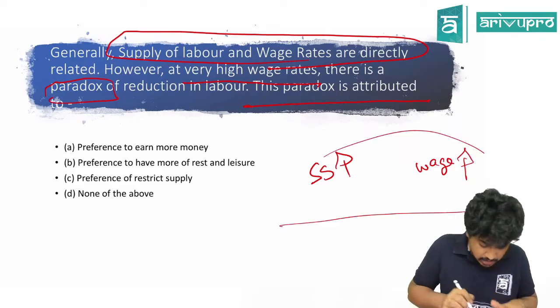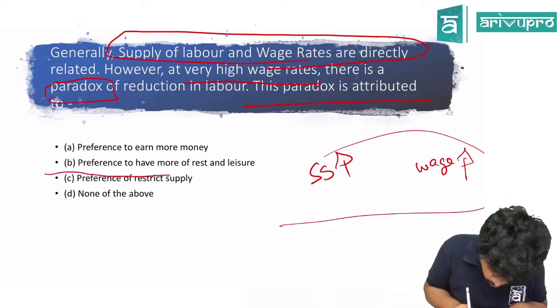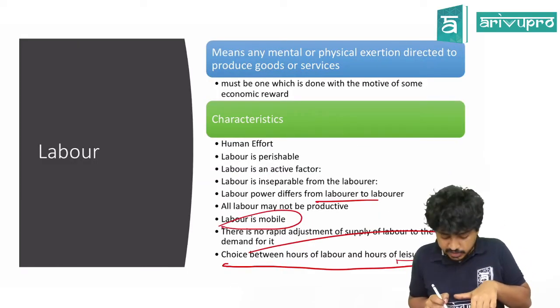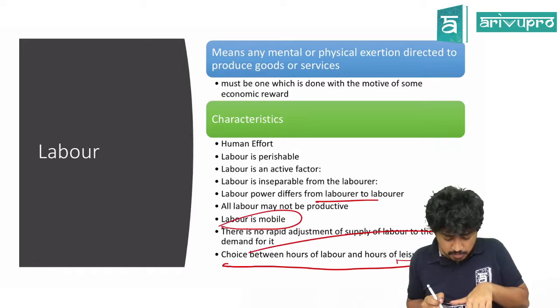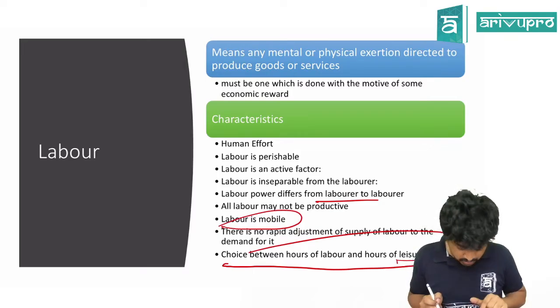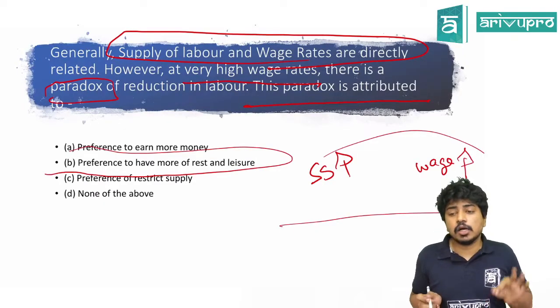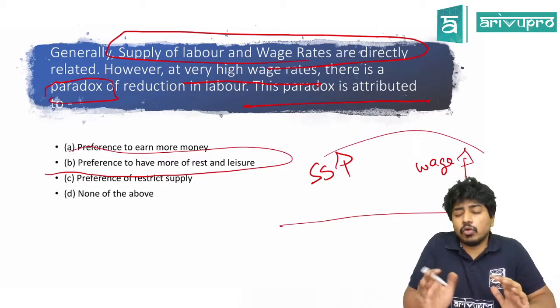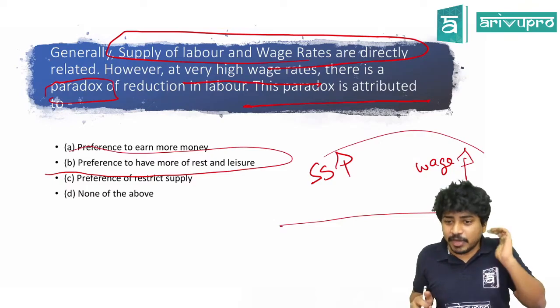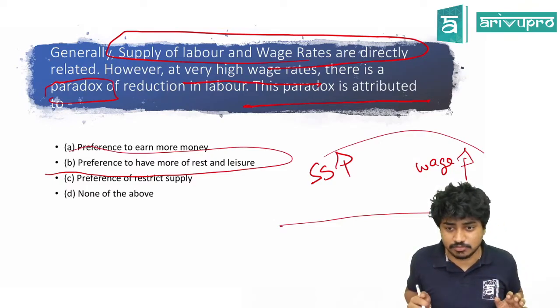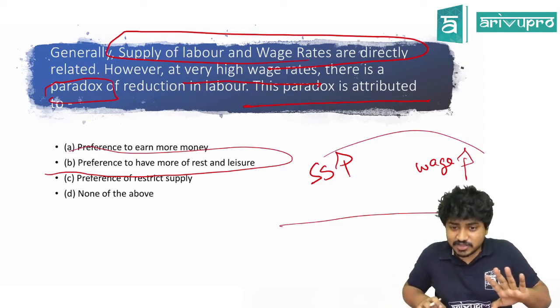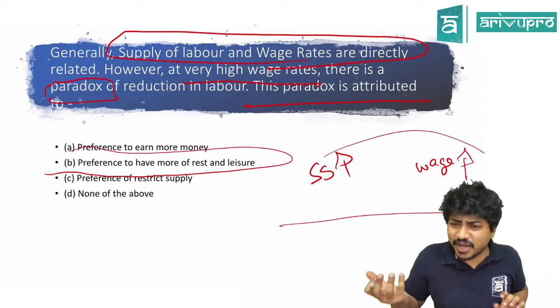The answer here is preference to have more rest and leisure. We would have seen here the choice between hours of labor and hours of leisure. When you're earning too much, after some point, you'll think, why should I work more? That mentality will come to you. My health is also important. Let me work fewer hours. I'm getting the same money right now.